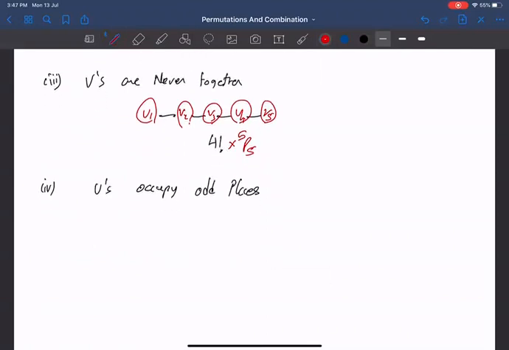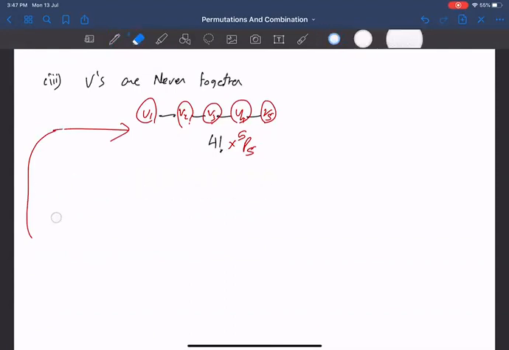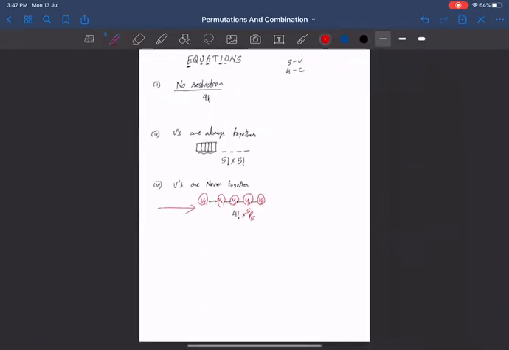Vowels occupy odd places. Actually, it's the same sum. Vowels occupy the odd places. It's the same answer. So let's not discuss that here. Okay. So इससे सम आपको बना सकते हैं लोग. कैसा लगता है ये? अब सेकंड वाला वापस समझा सकते हो?